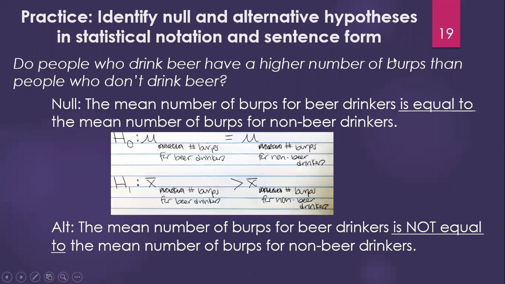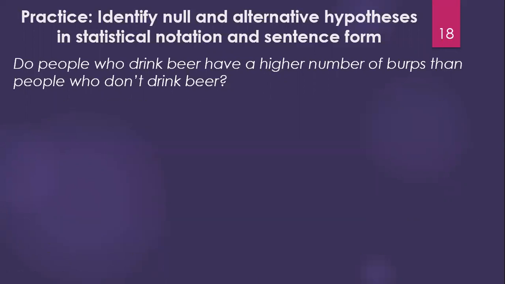Sorry, I pressed that button to give you the answer too quickly. So our independent variable is beer drinking, and our dependent variable is burps. Then the null hypothesis is our next step.